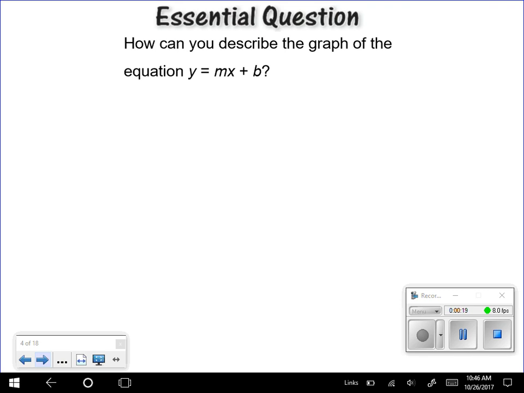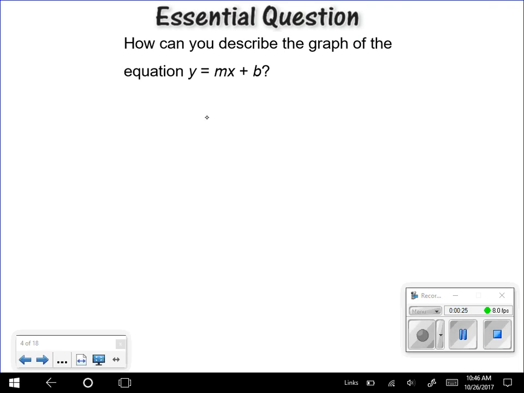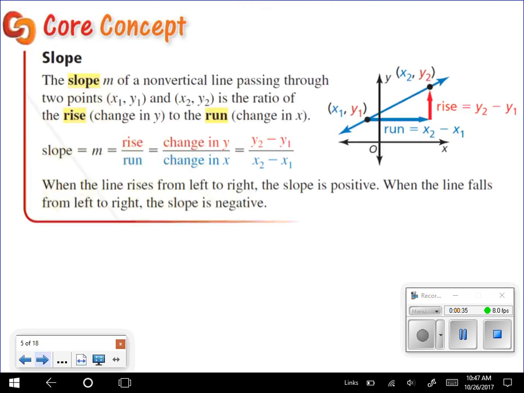So, how can we describe the graph of the equation y equals mx plus b? We talked about yesterday ax plus by equals c. Okay, today y equals mx plus b. So let's go ahead and get started. The first thing we need to understand is slope-intercept form. So we're going to be working with slopes, we're going to be working with intercepts.